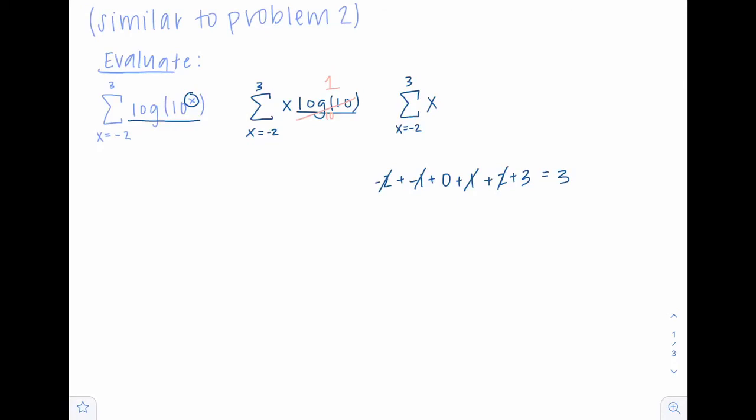Pretty simple. Hopefully that was helpful to you guys on problem number 2 on your homework.